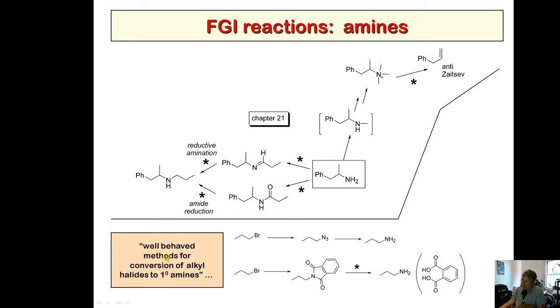What are the well-behaved ways of converting alkyl halides to primary amines? Remember these? These are in the amine chapter. One of the things you can do is treat a bromide with sodium azide, NaN3. That makes a primary azide, and then the primary azide you can reduce. You need a strong reducing agent. I think it's lithium aluminum hydride, LiAlH4, will reduce the azide to the amine, NH2.